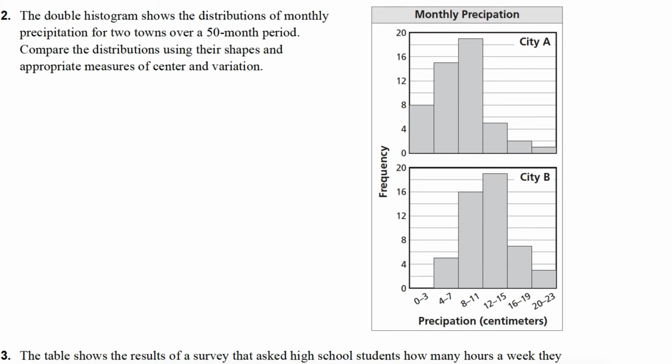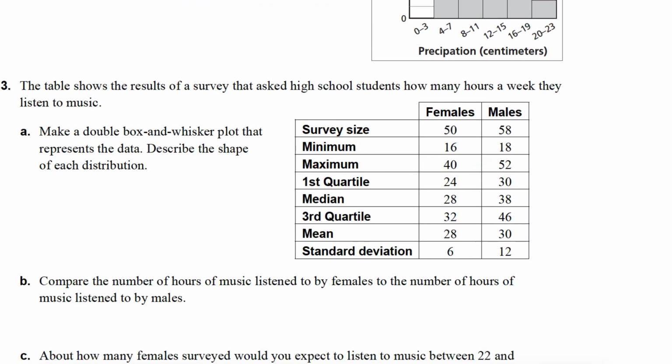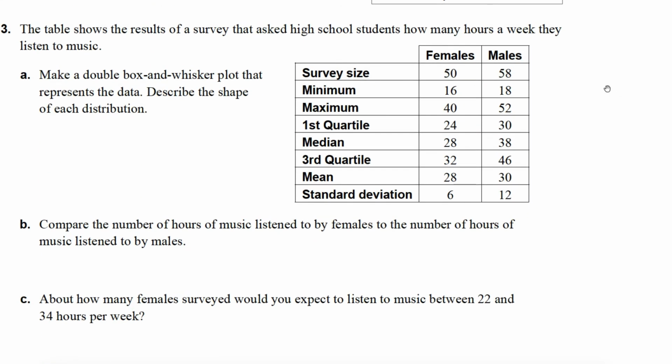Okay, so that's 2. Number 3, the table shows the results of a survey that asked high school students how many hours a week they listen to music. Okay? Make a double box and whisker plot that represents the data. Describe the shape of each distribution. Okay, we don't need a calculator for this because we have all the information right here to make a box and whisker plot. Okay, so my first box and whisker plot is going to have a dot right here at 16.